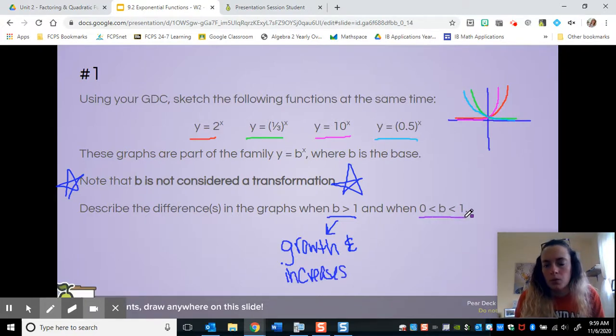When b is between 0 and 1, so we're looking at 1/3 to the x and 0.5 to the x. So looking at both of those graphs, remember that when your base is between 0 and 1, it automatically represents a decay, which we can see here. And we can also say that both of those graphs decrease over time. So this represents a decay, and the graph decreases.